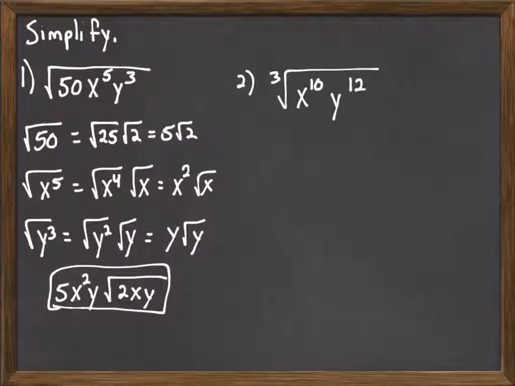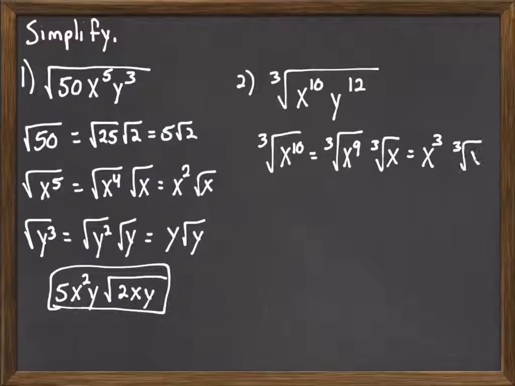Okay, let's move on to our second example. Here we have a cube root of x to the 10th y to the 12th. So again, we want to do each piece. So we do the cube root of x to the 10th. Remember, when we're doing a root of a power, we're really dividing. Since 3 will not go into 10, we rewrite that as the cube root of x to the 9th, 9 being the biggest power up to 10 that 3 can go into. And then we'd have an x left over.